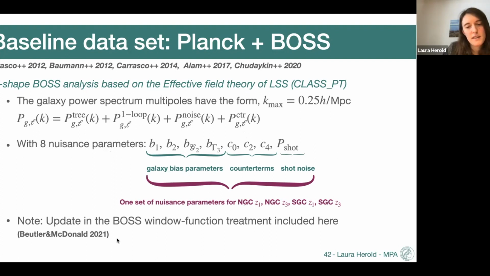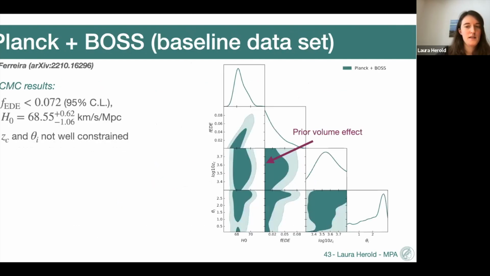There was recently an update in the BOSS window function treatment, which was introduced here in this Beutler-McDonald paper. And in the following results, we also implemented this bug fix in our EFT of LSS likelihood. And now coming to our results.